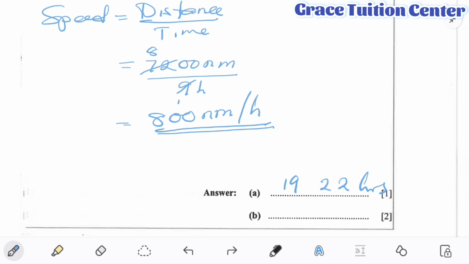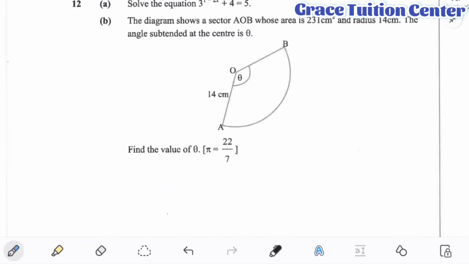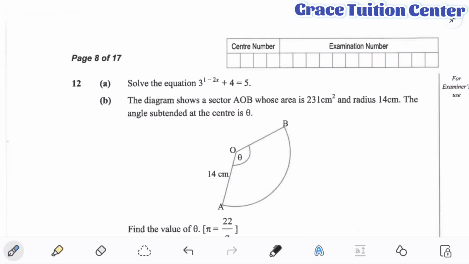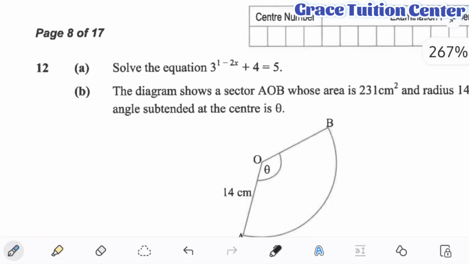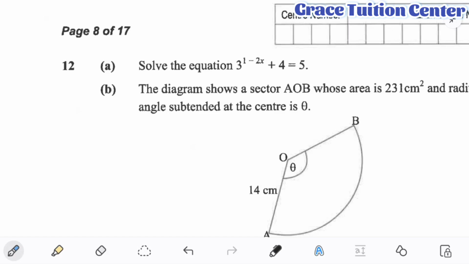Then our speed is what? 800 nautical miles per hour. So this is how fast this plane was moving. The next question is asking us to solve the equation: 3 to the power 1 minus 2x plus 4 equals 5.